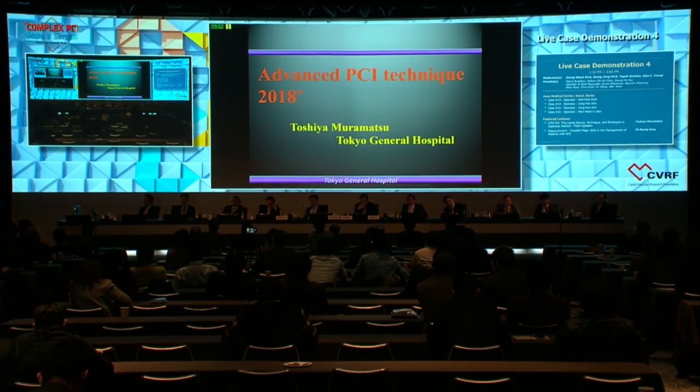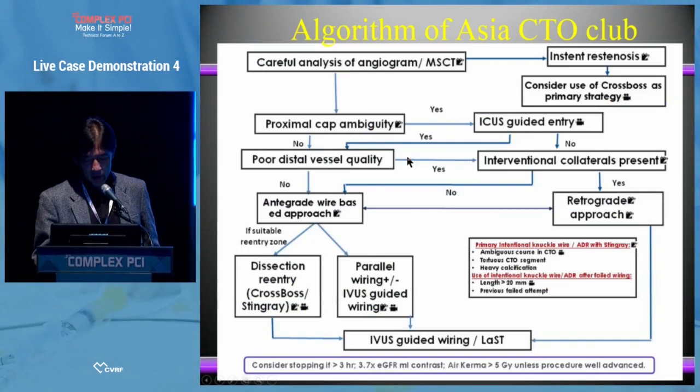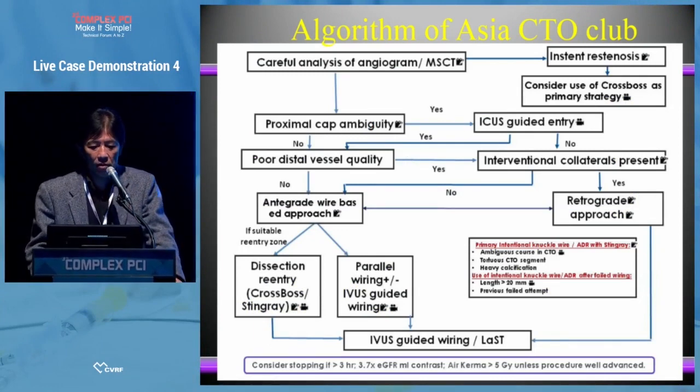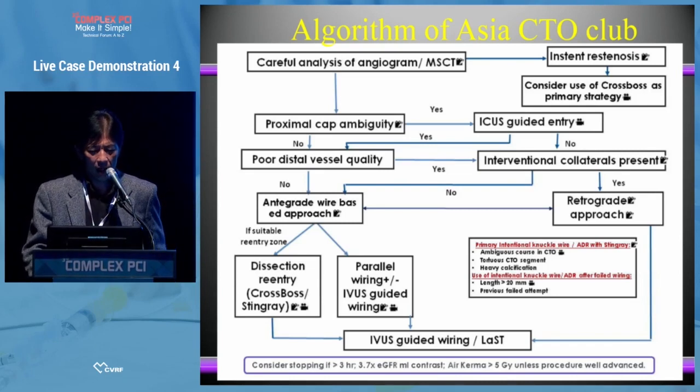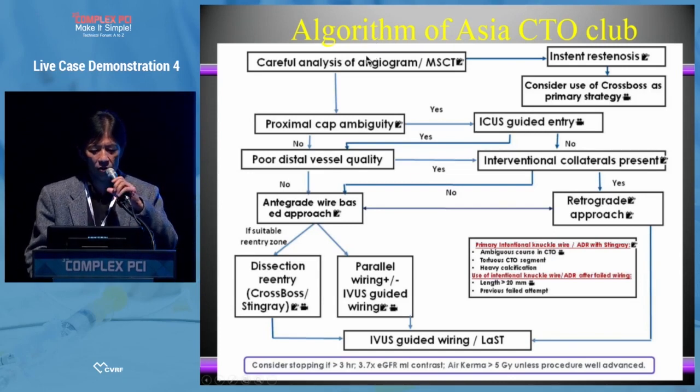And today I talk about the current PCI for the CTO region. As you know, this is a very famous algorithm of the Asian CTO Club. First of all, it is very important to carefully read the angiogram. If you can obtain the cardiac CT, it is more informative. And if you have in-stent restenosis, they recommend injecting across both systems.